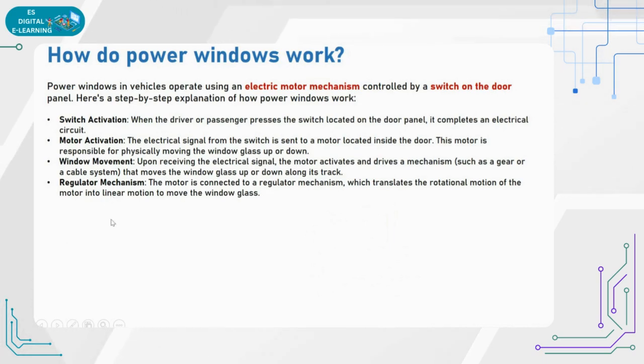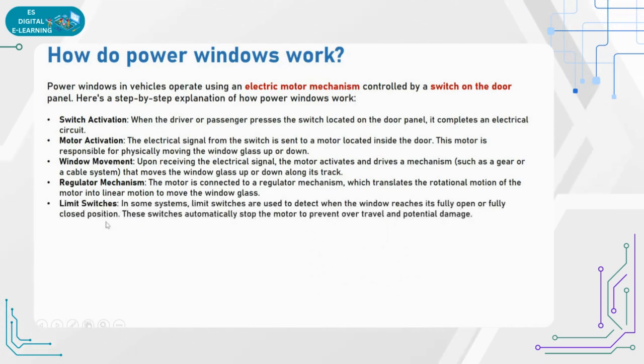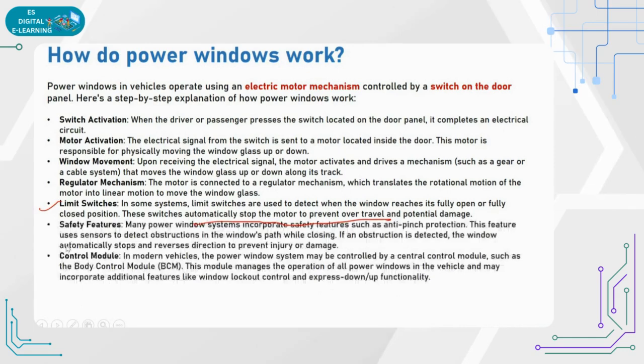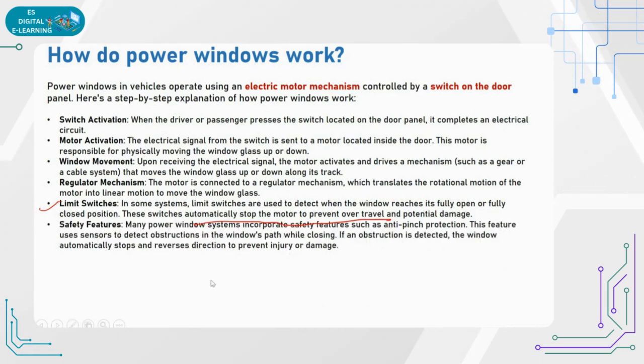It happens in the window, and it has limit switches, like fully open or fully closed, when the motor should stop automatically. That is part of the limit switches, to avoid damage to the window. Then safety features, specifically the sensors. Every window has sensors in it. When you are closing or opening, it should not damage things. It should identify if any obstruction is there and stop immediately. Those are some of the safety features.